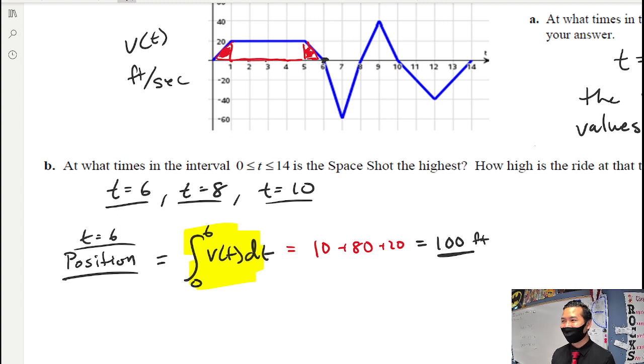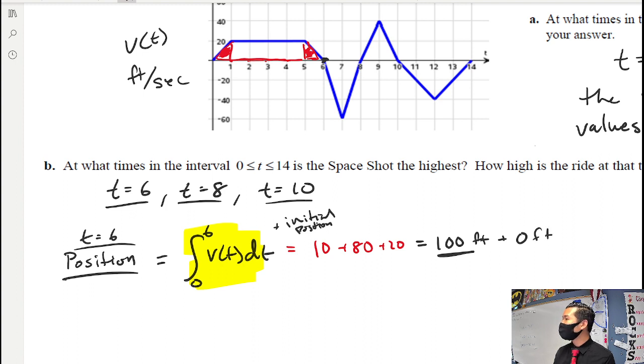You said something about a 0. When you do position, it's going to be this right here plus the initial position. But the initial position is 0 in this case because where you're starting, it's at the very origin. So the initial position would be 0, so it would be 100 plus 0 feet.